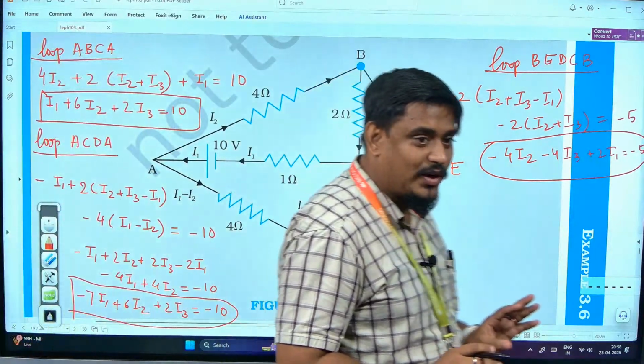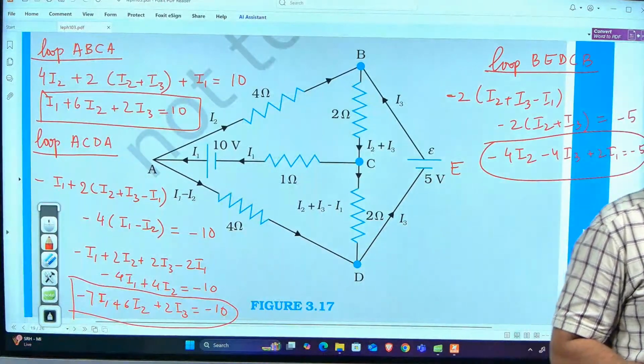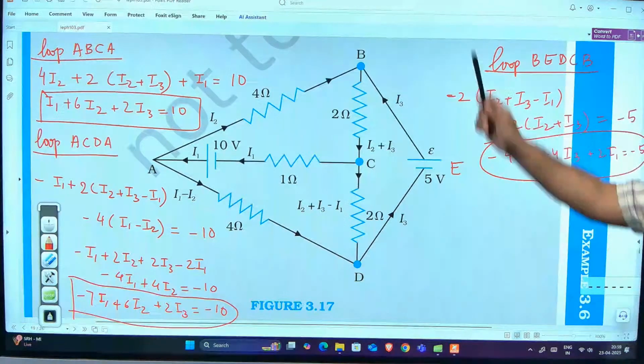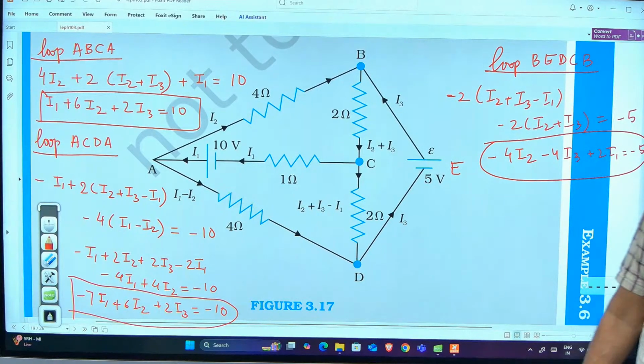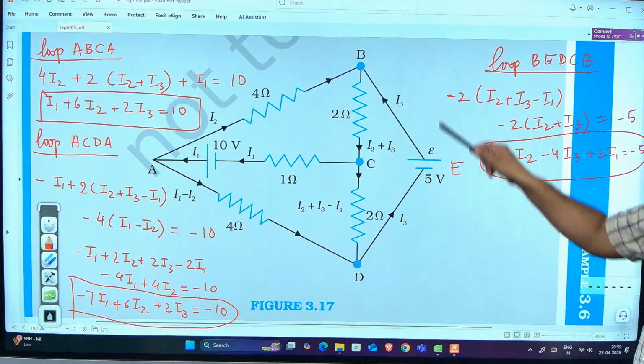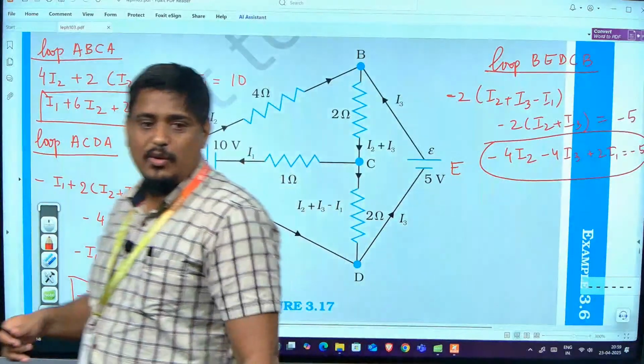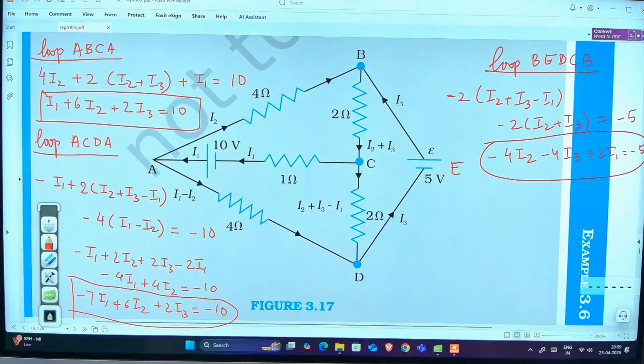Because you are not going to get the answer easily. Remember that, I am telling you now. With a lot of struggle, when you solve, you will get the answer. Sir, in the last loop BEDCB, won't we include I3 and I3? 2 I3. Yeah, but there is no resistance, no. What is the problem? If they had given some resistance, then only we should take tension. Got it?